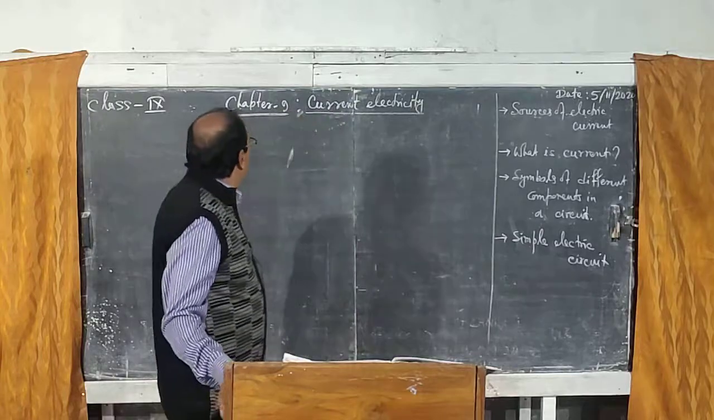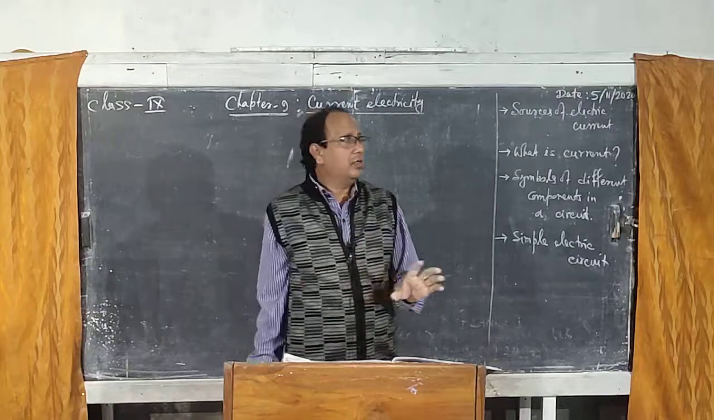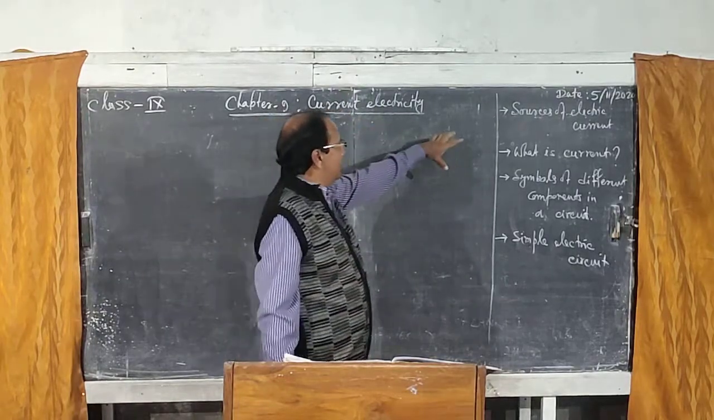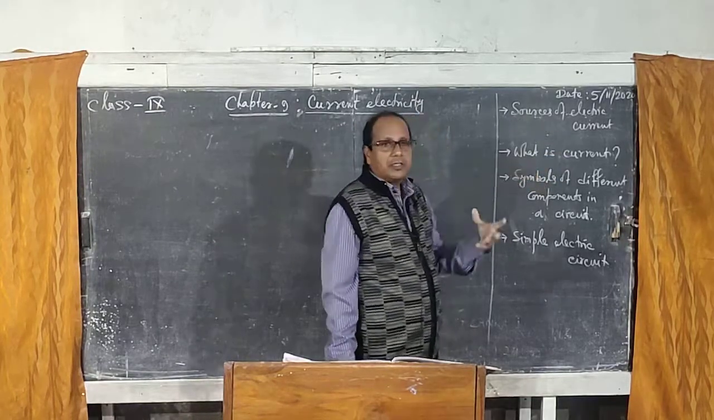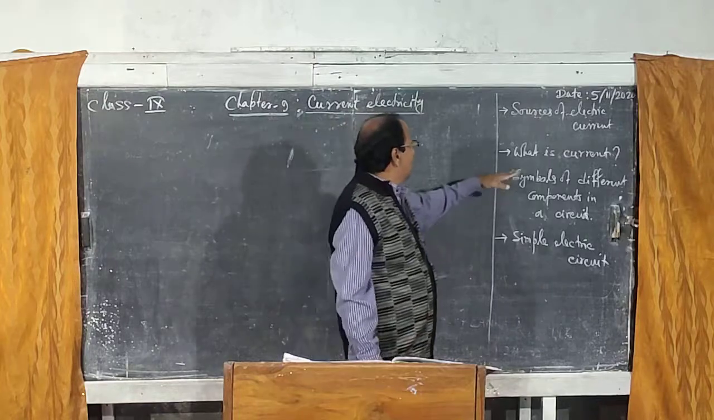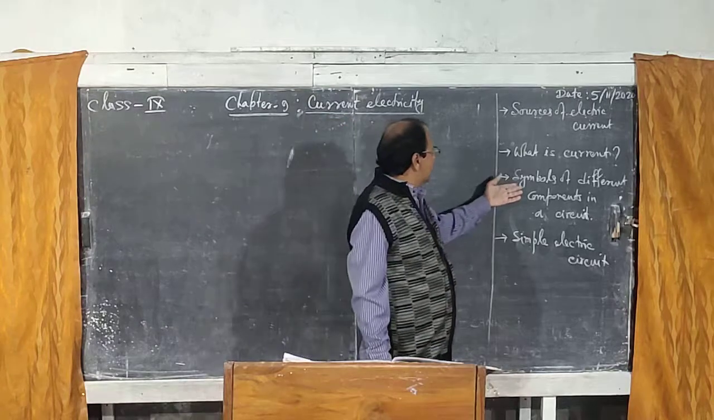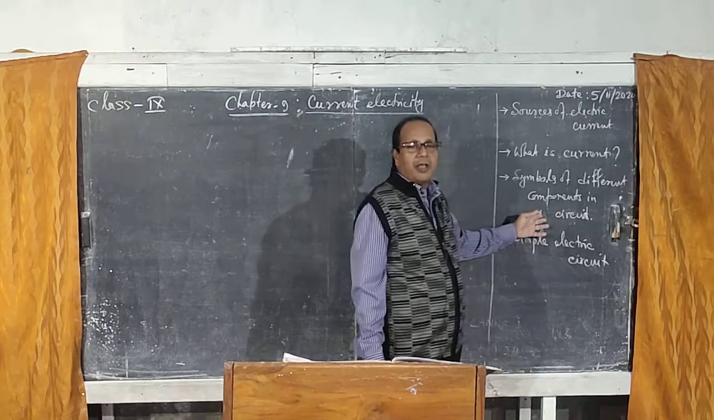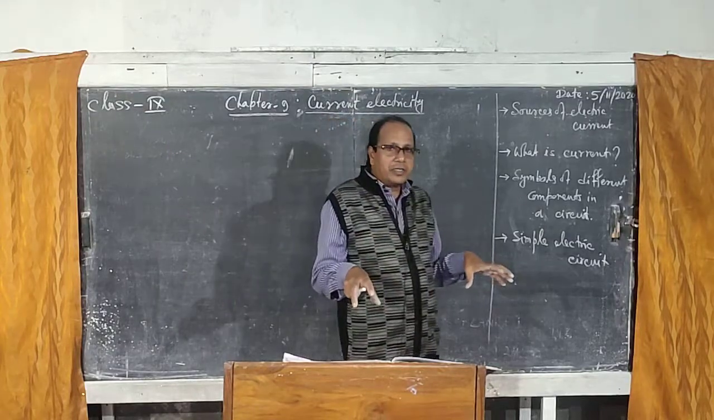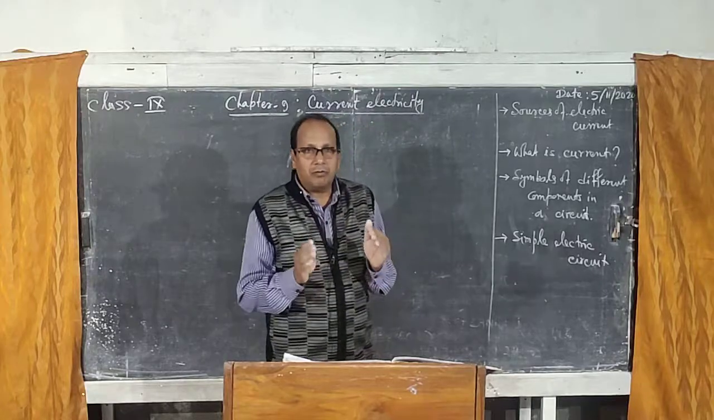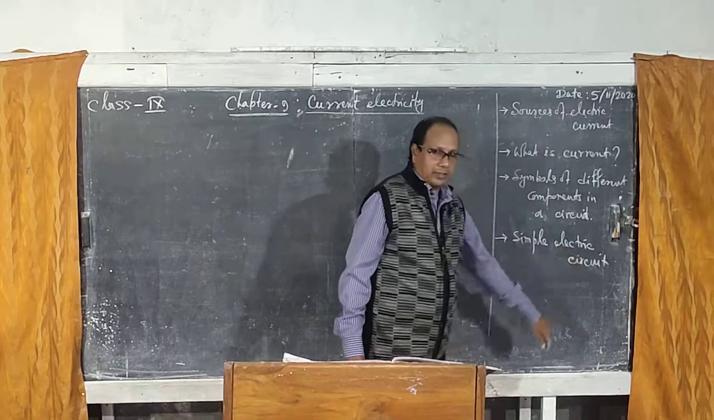So I am going to discuss now chapter 9, which is current electricity. In this chapter, we will be discussing a few topics today. The topics are sources of electric current, means where from we get the current. Next is what is current, means what do you mean by current. Then symbols of different components in a circuit. We have seen in a circuit there are a good number of different components, and by the symbol only we can understand what is what. And the last topic today is simple electric circuit.